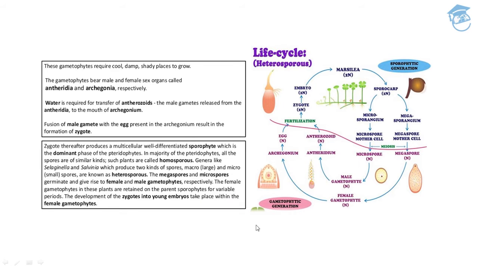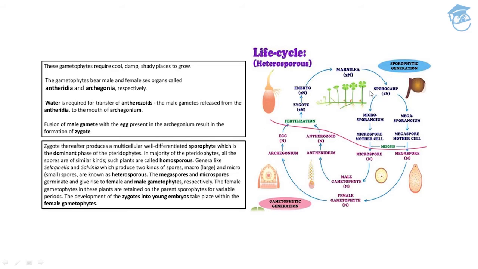So see students, this is the diploid state. It produces a sporocarp, which is again diploid. Then it forms the megasporangium, which is the female reproductive part, to give rise to the megaspore mother cell. Then it gives megaspores, which are haploid. Then it finally gives rise to the female gametophyte, which is again haploid. Then it takes place in the archegonium, which is a female reproductive organ, to produce the egg, which is haploid. Then this cycle is completed.